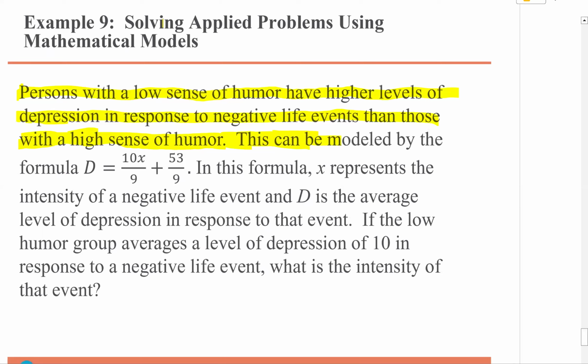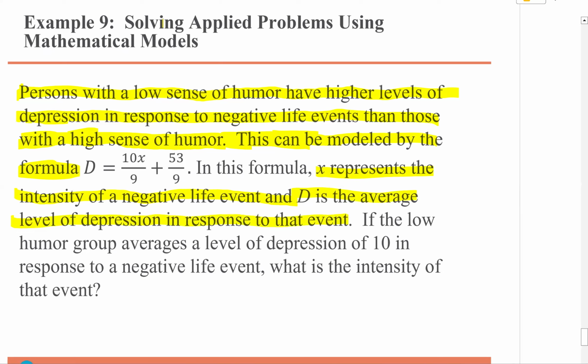Here I am doing the same thing. This can be modeled by the formula capital D, okay, what do you think that is? Depression, I guess, equals 10x over 9 plus 53 over 9. What does x represent? It represents the intensity of a negative life event. How do you even quantify that? And D is the average level of depression in response to that event.